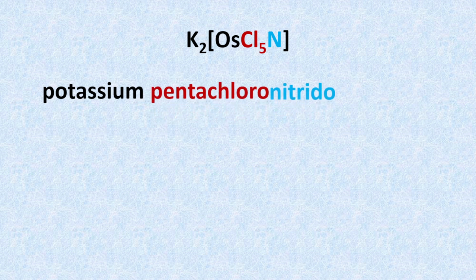So, in this complex, potassium space. Alphabetically chloride will come first, then nitride. So, pentachloro nitrido, the nitride ligand having 3 minus charge. So, 5 minus charges from 5 chlorides and 3 minus charges from nitride, overall 8 minus charges, out of which 2 are balanced by the potassium. Therefore, the oxidation state of osmium must be 6. Since it is a part of the anionic coordination sphere, we have to write osmate 6.